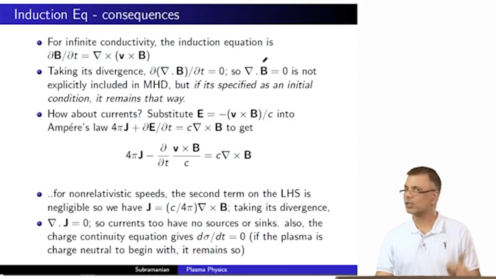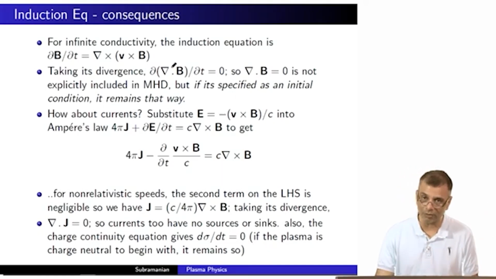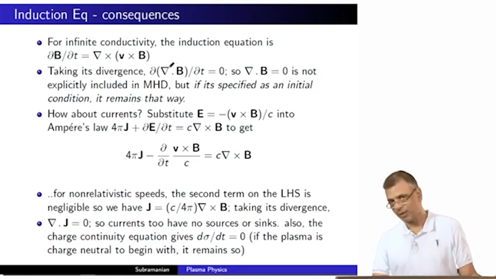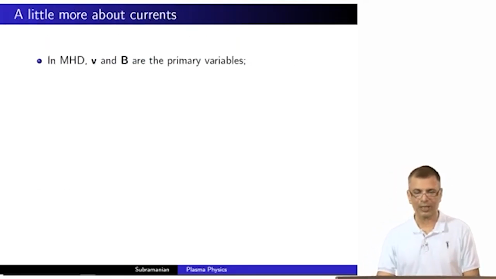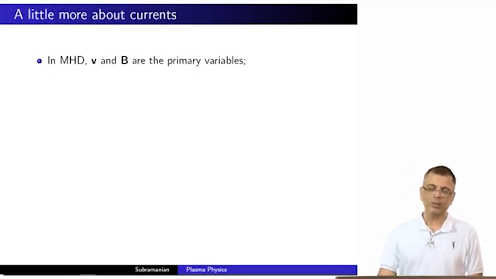Divergence of B equals 0 is not guaranteed in MHD. Okay, what's guaranteed is simply that the time derivative of the divergence of B is 0. So, if you ensure the divergence of B equals 0 at the very beginning, then it remains that way, somewhat like that. Okay.